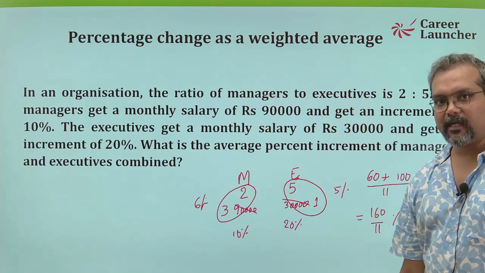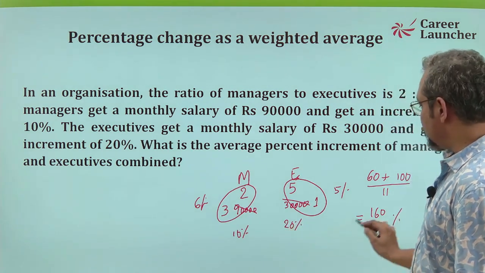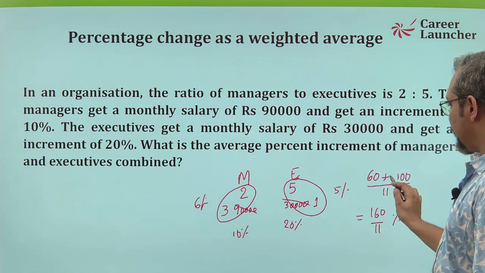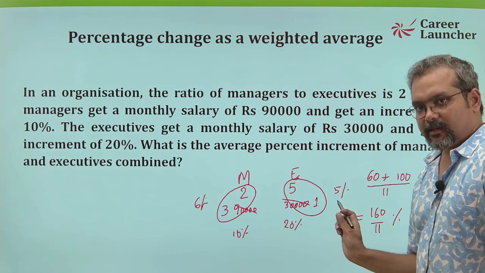That is the answer. If there was a decrease, so let's say this was a decrement of 20%, you will just do 5 times 20 and put a minus sign here, but in the denominator it will still remain plus. I hope this was clear.